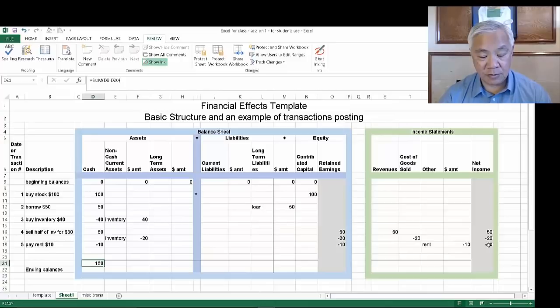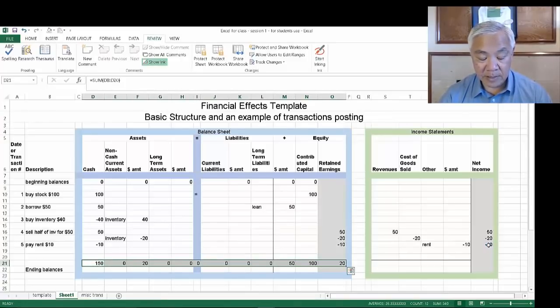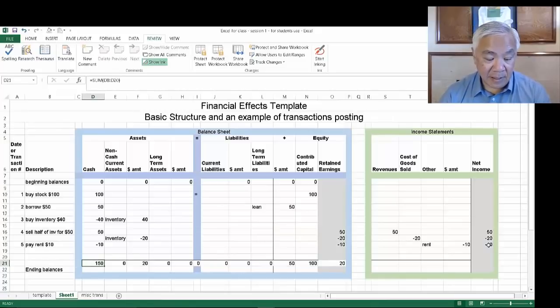I'm going to do Control C to copy. I'm going to copy this all the way over here. And now we see we have $100, which is the sum of all of these transactions. We have inventory, which was 40 minus 20, so there's 20. All these are zeros. We have $50 of loan. We have $100 of common stock, and we have $20 of net income.